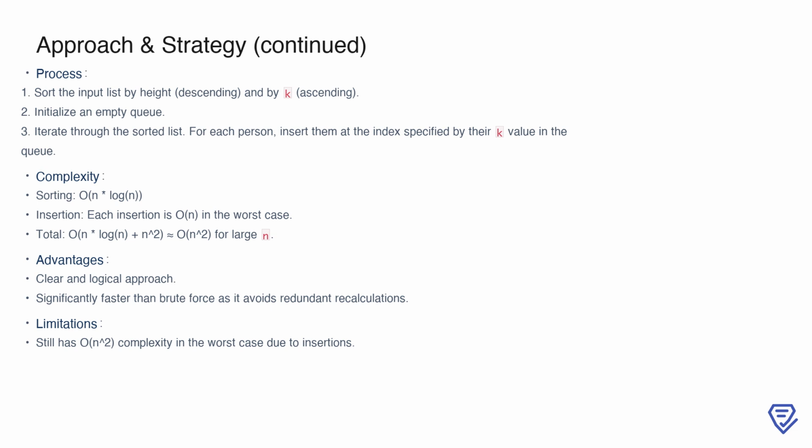This ensures that the condition for k is maintained for each person as they're placed. Looking at the complexity, the sorting step takes O(n log n), and each insertion operation can take up to O(n) in the worst case. Combining these, the total time complexity is approximately O(n squared) for larger inputs. However, compared to the brute force method, this approach is far more efficient as it avoids redundant recalculations during insertion.